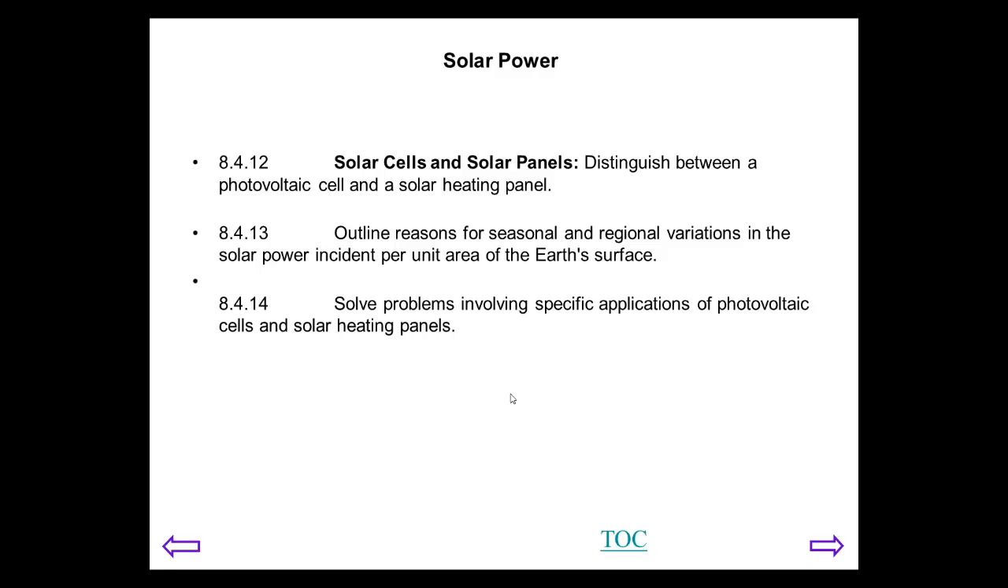There are three sections to solar power that we need to be aware of. The difference between solar cells and solar panels, the reasons for seasonal and regional variations in the solar power incident per unit area of the Earth's surface, and then there are problems that need to be solved.